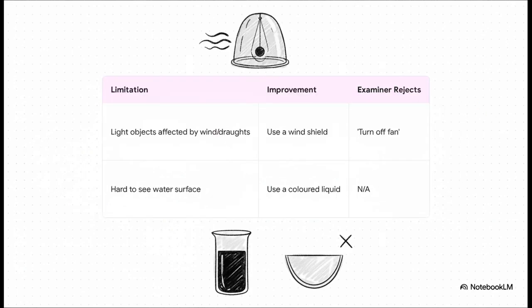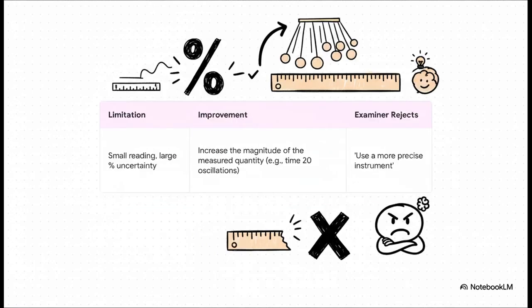Sometimes the room itself messes with your experiment. For light things, like a pendulum, the issue is that it's affected by wind or drafts. The solution isn't just turn off the fan. The more scientific answer is to use a windshield. And if you're working with water and can't see the surface because of a meniscus or refraction, the easy fix is to just use a colored dye.